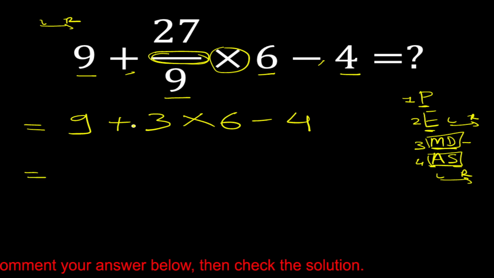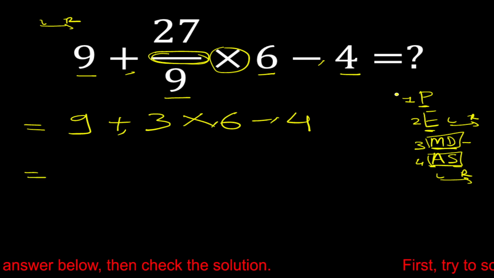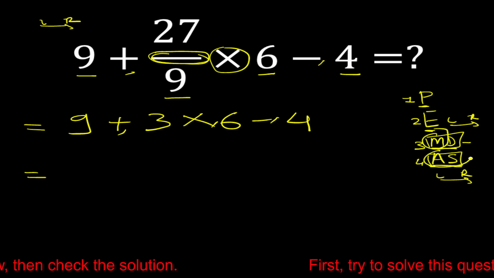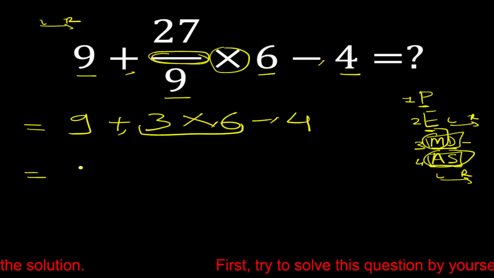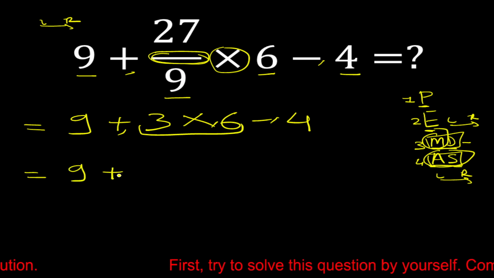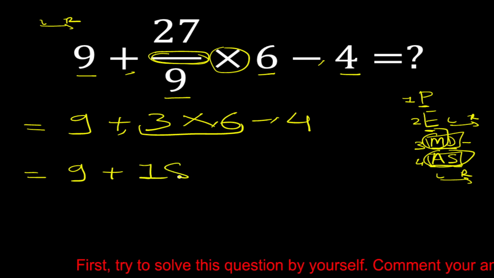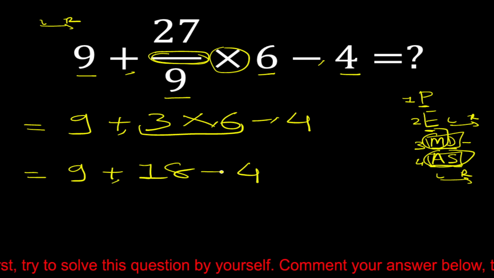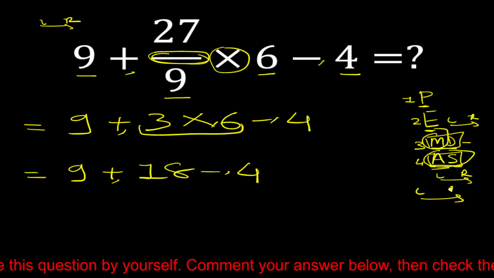Okay. Now here is addition, here is multiplication, and here is subtraction. So first priority is multiplication, then we have to solve addition and subtraction. Okay. So first we have to solve this multiplication. So 9 plus, now solve this multiplication, 3 multiply 6 is equal to 18 minus 4. Now addition and subtraction both have equal priority, so we have to solve it from left to right.